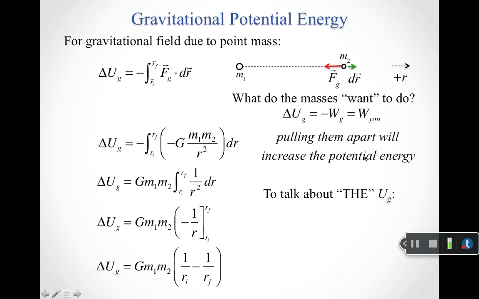Again, if we want to talk about the gravitational potential energy, we've got to define a 0 point. And from looking at this equation, it's fairly easy to see that the way to make this 0 is just to make r bigger and bigger and bigger. And so what we're going to do is set the 0 point of the gravitational potential energy to equal 0 at r initial equals infinity.